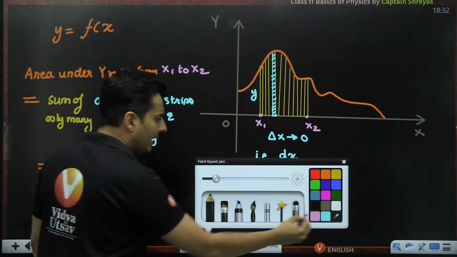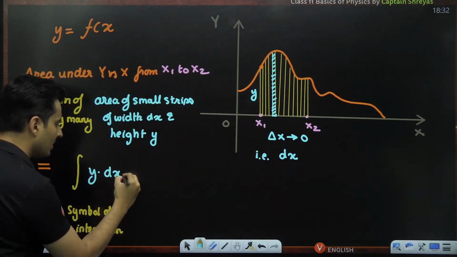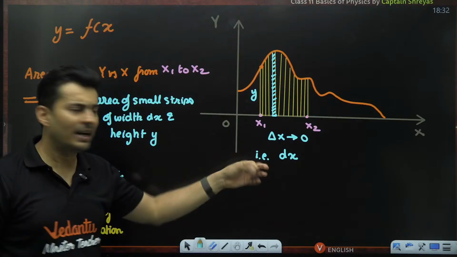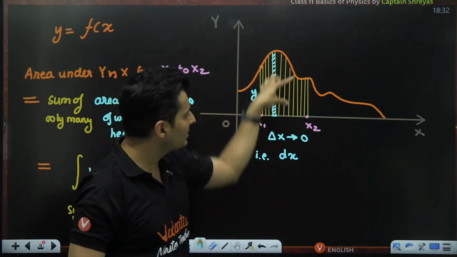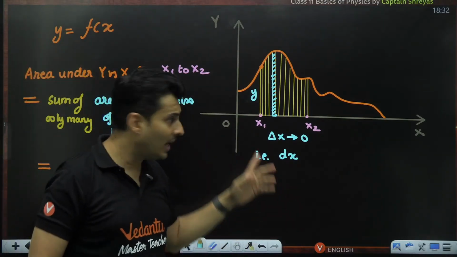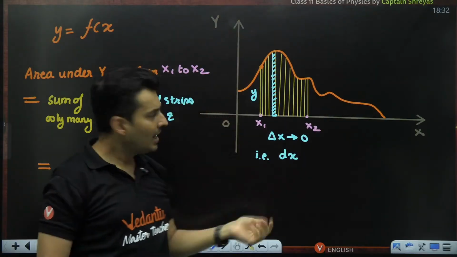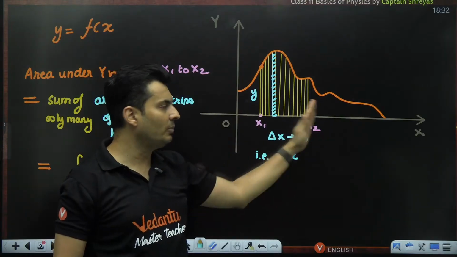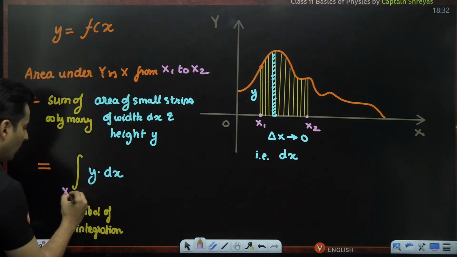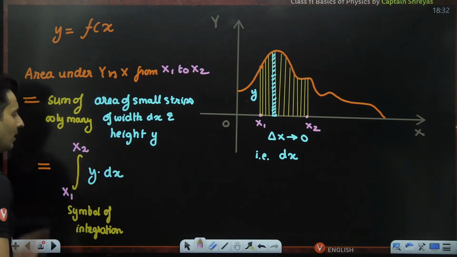And the area of any such strip will be height multiplied by the width, which is dx. Height is y, width is dx. So y dx, y dx, y dx, y into dx. You add them up, that is integration. But I need to specify from where to where, or else I can't just keep on taking many strips till infinity. I want area only between these 2 points. So that is why I put the first point below the symbol of integration, and the last point till which I want to measure it on the top.